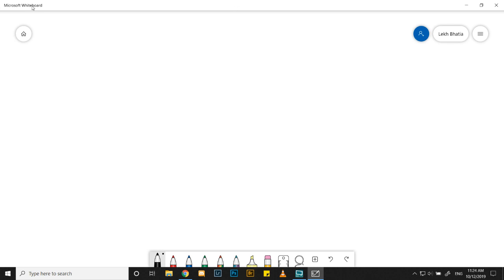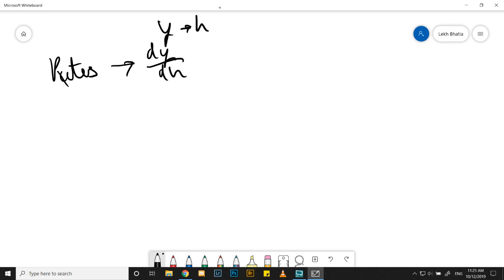So basically, they'll give you some obscure rates, which you have to try and convert into Leibniz notation. So maybe they'll say y is related to h. So y changes with respect to h, so that we do dy/dh is equal to something, and then they'll give you some other information.